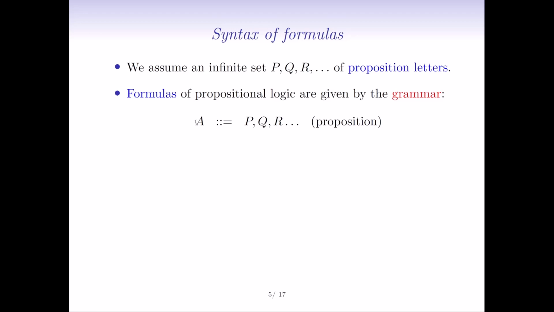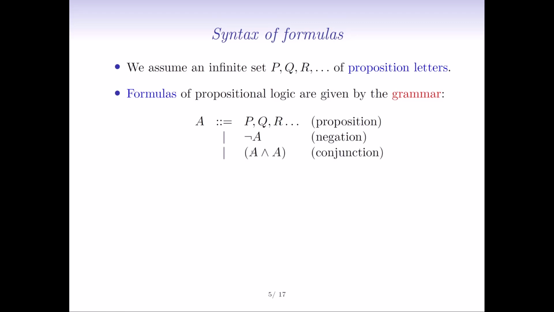So I say a formula A of propositional logic is either one of these proposition letters. So a single proposition letter by itself is a propositional formula. And this says that if A is a propositional formula, then so is not A. So a propositional formula is also given by applying the negation symbol to something that is already a propositional formula.